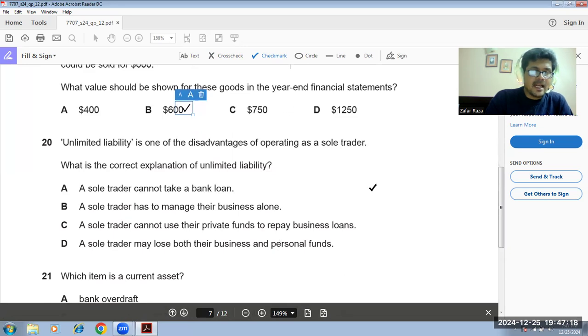Unlimited liability is one of the disadvantages of operating as a sole trader. What is the correct explanation of unlimited liability? A sole trader cannot take a bank loan? No. A sole trader has to manage the business alone? No. A sole trader cannot use his private funds to repay his loan? No. It means D option is the answer. Let's check what the D option is. D option says a sole trader may lose both his business and personal funds. Yes, he has to sell his personal belongings to cover the loss.